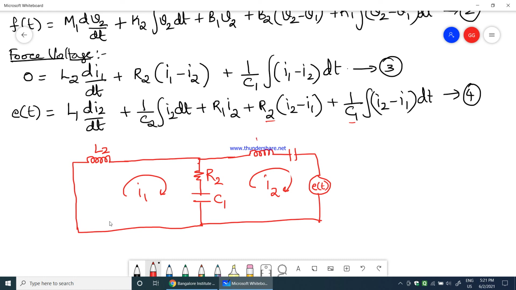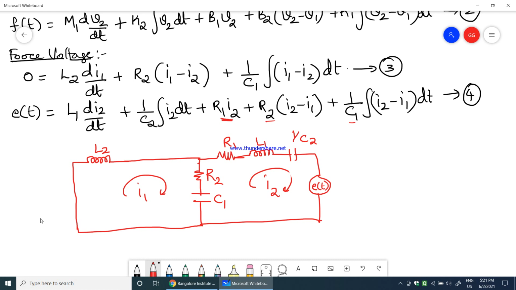So this is L1, 1 over C2. Oh sorry, I do have another component here which is R1 into I2. Okay, so I think we should add that also here. Anywhere you can add it, it should be in the loop where only I2 will flow. So this is R1. So this is the analogous network, which is the force voltage analogous network for a given mechanical system.